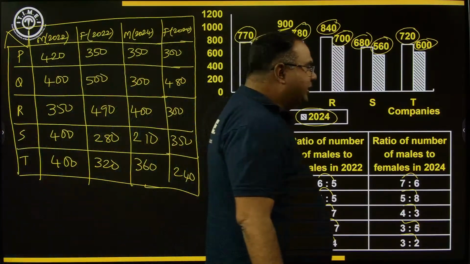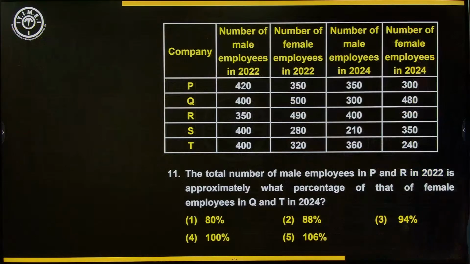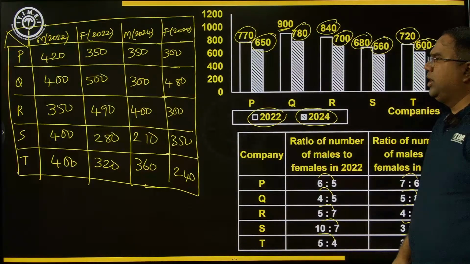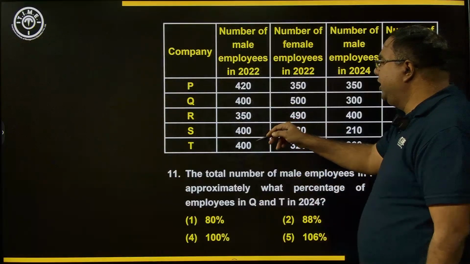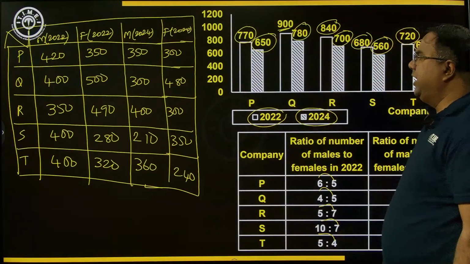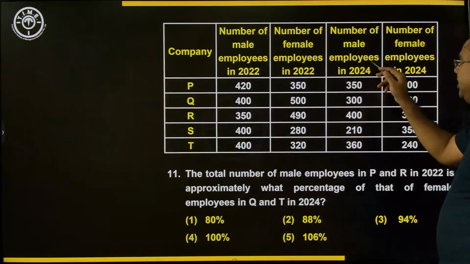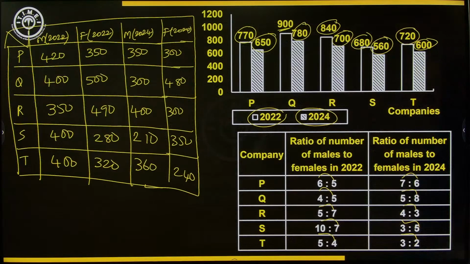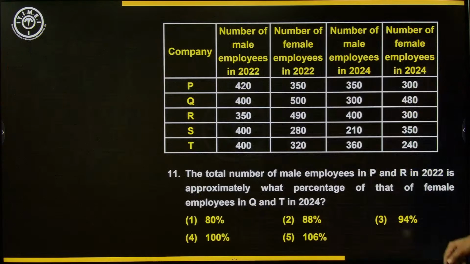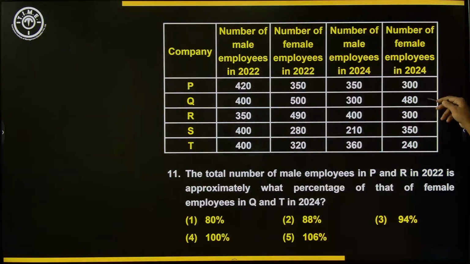We have decoded the data here. Once we have decoded the data, we can answer the questions here. 420, 400, 350, 400, 400. Yes. Let me take females in 2022. 350, 500. 490, 280, 320. Yes. Let me take 2024. 350, 300. Okay. 400, 210, 360. Yes. Then 300, 480. 300, 350 and 240.